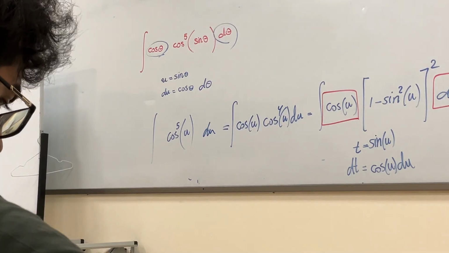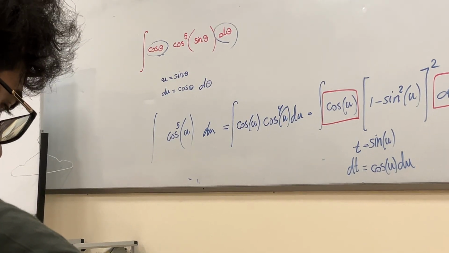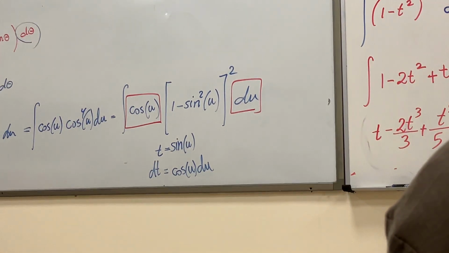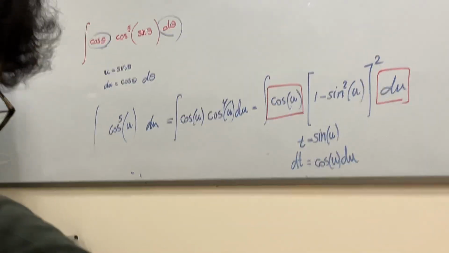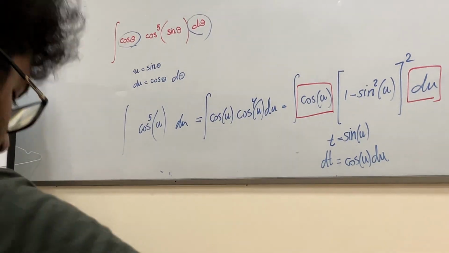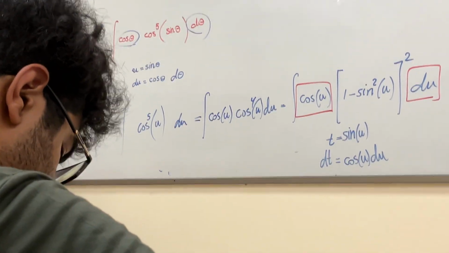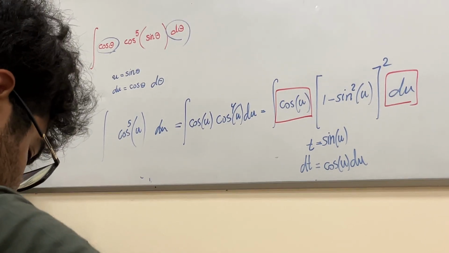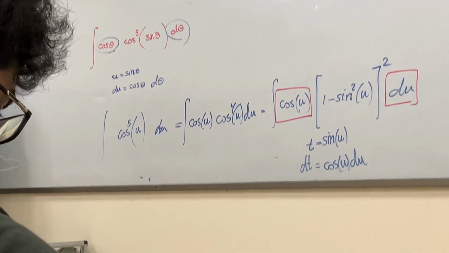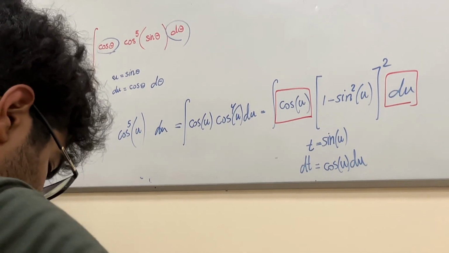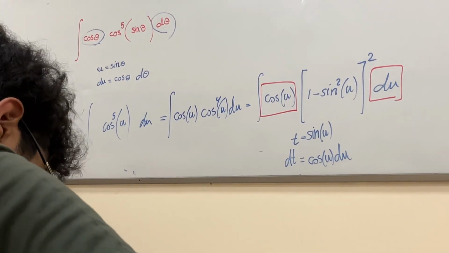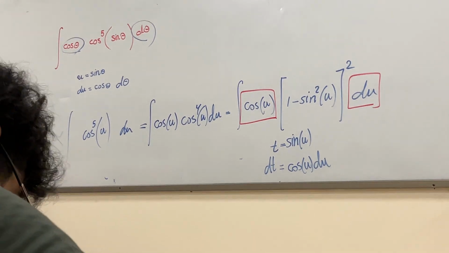And then you need to put the u back again. So x. T back to u, back to x. We did two substitutions. What's u? Sine theta. So the answer is sine of sine theta minus 2 sine cubed of sine theta over 3 plus sine to the 5 of sine theta over 5, plus c. Does that make sense? Yeah. What's the time? We'll do one more.